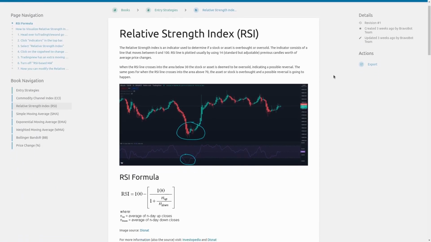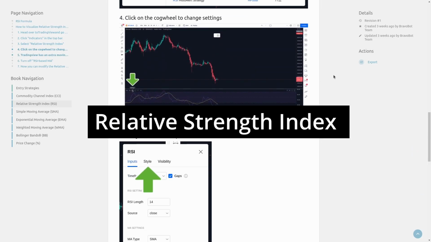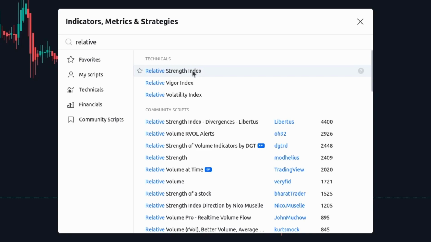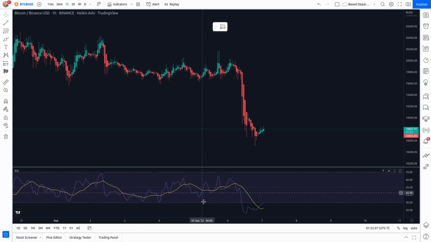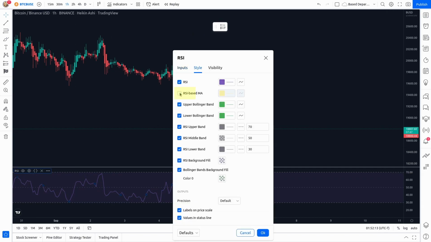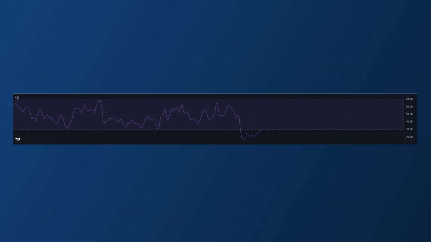At the moment of recording, the most popular indicator on BravoBot is Relative Strength Index, or RSI. Let's apply it to the chart and mess around with it. To disable the yellow line on the RSI, press on the cogwheel next to RSI, go to Style, and uncheck RSI based MA.